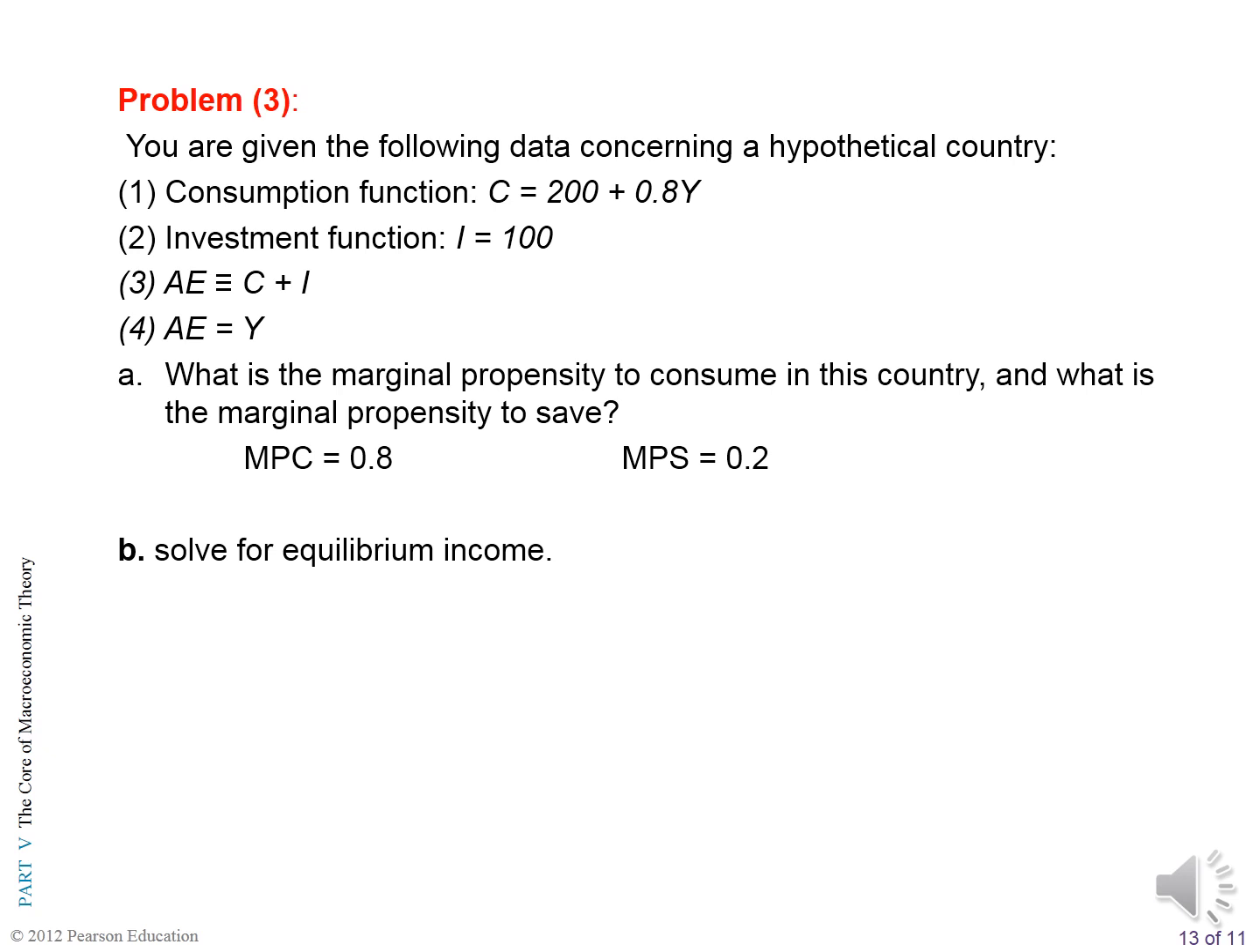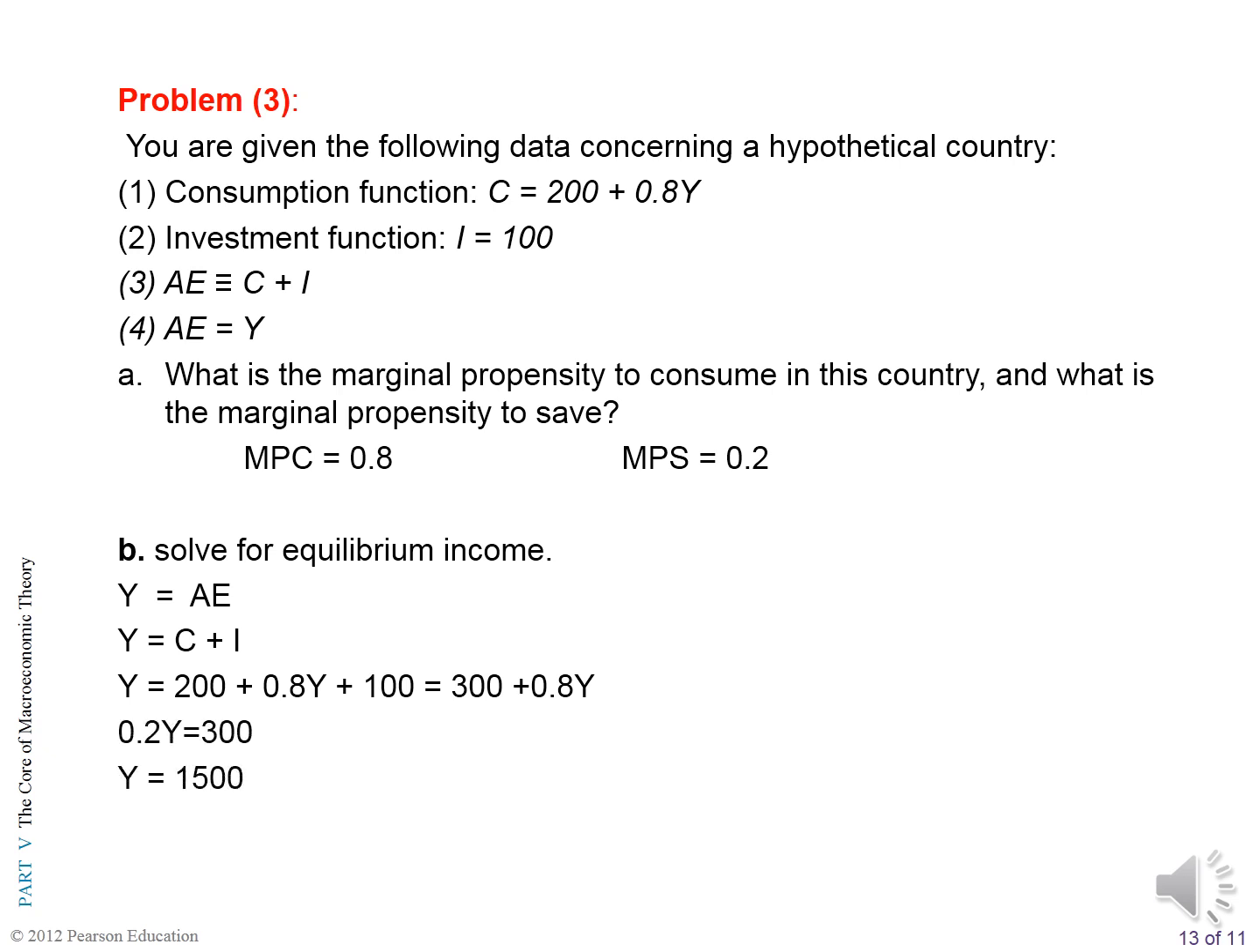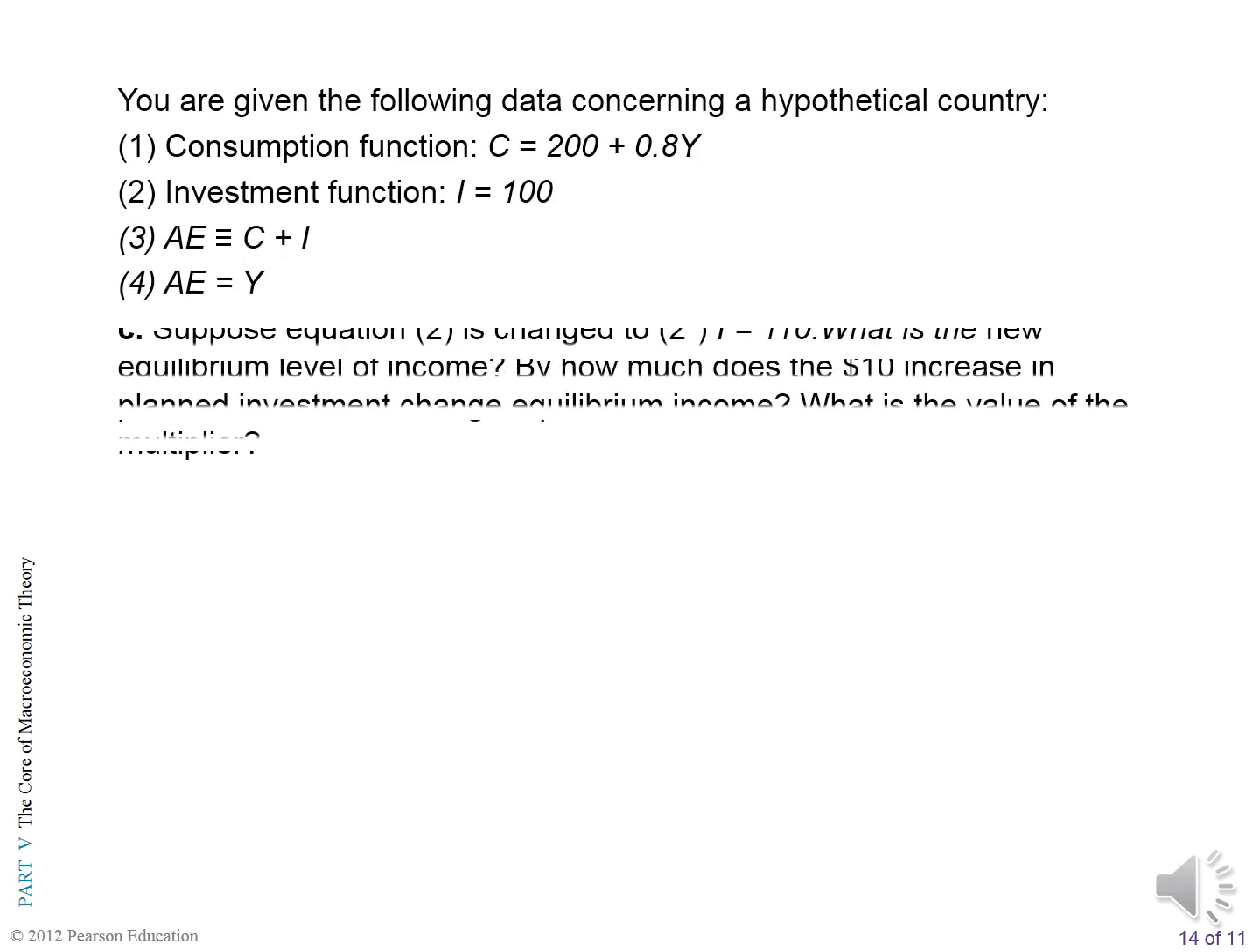Solve for equilibrium income. You are given the condition of equilibrium: aggregate expenditure equals Y, so Y equals C plus I. So Y equals 200 plus 0.8Y plus 100. Solve, and we get Y equals 1500. Okay, C.